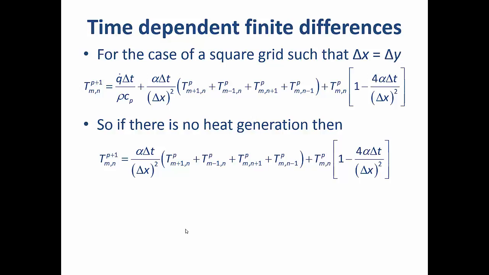If we now take that equation and consider the case for a square grid, so that delta x equals delta y, we can simplify the equation slightly as I've done here, and you'll notice that I now have an expression on the right hand side for the temperature Tmn at time p, which involves 1 minus 4 alpha delta t over delta x squared. I want to consider this in the case of there being no heat generation, so I've simply taken out this term and set q dot equal to 0. So otherwise this expression is the same.